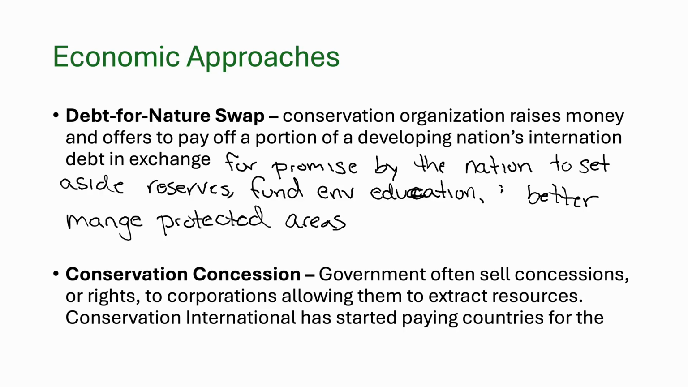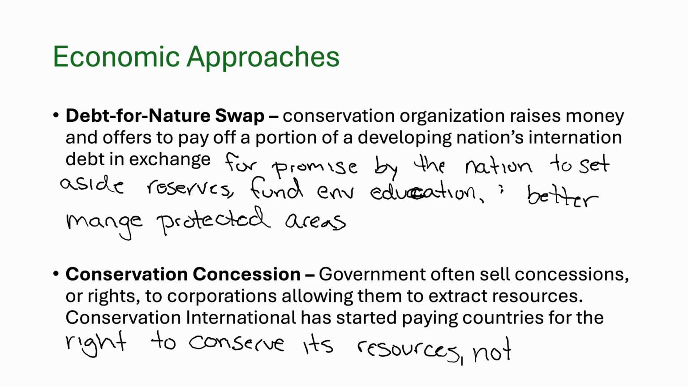All right. So now, the other thing we can do for an economic approach is a conservation concession. Now, governments often sell concessions or rights to corporations, allowing them to extract resources. Now, Conservation International has started paying countries for the right to conserve its resources, not to extract them. So in other words, we're paying them to keep their lands intact to prevent any more loss of biodiversity.